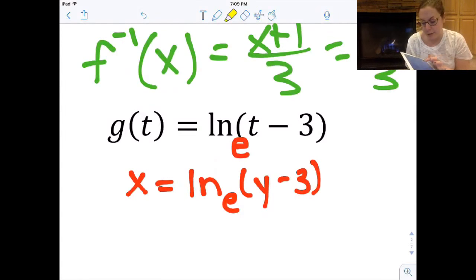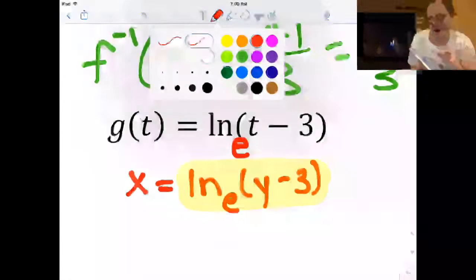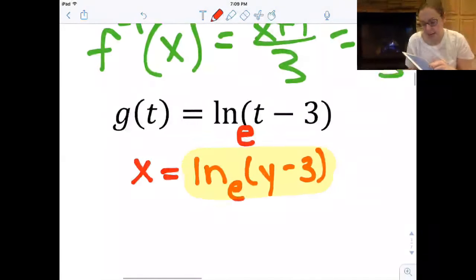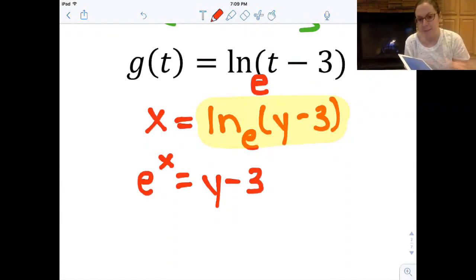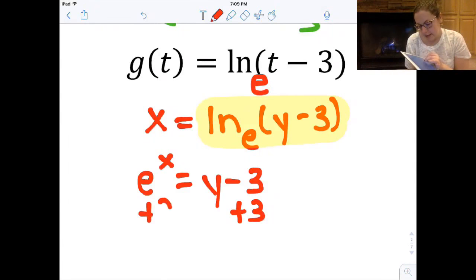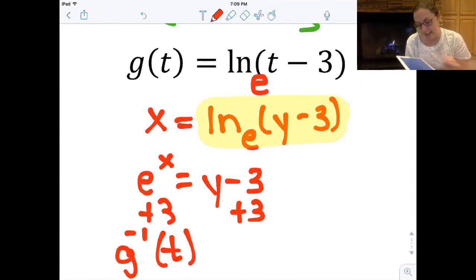It is isolated. And so now I'm going to convert. So e to the x equals y minus 3. Now I'm going to add 3 to both sides. And so here I get g inverse of t, because t was my original variable, equals e to the x plus 3. So the big thing on these is remember that anything that you switch, make sure you switch back in the end.